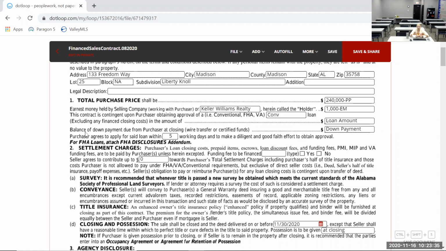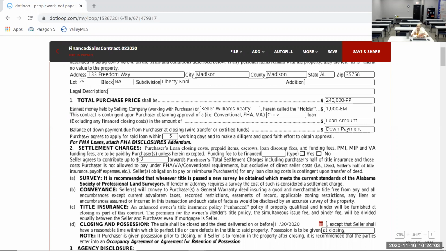But they can wire. So if you have somebody that would rather wire funds instead of actually writing a check or getting certified funds, then they can do that, okay? The down payment, however, they need to understand the down payment is paid at closing. The earnest money is paid upfront. So that is something that we pay once we go under contract, that earnest money is paid.